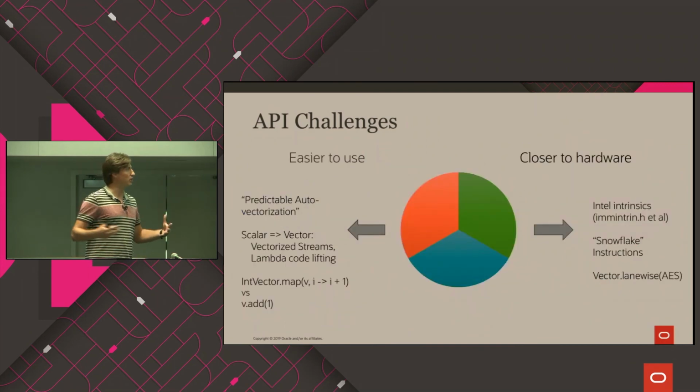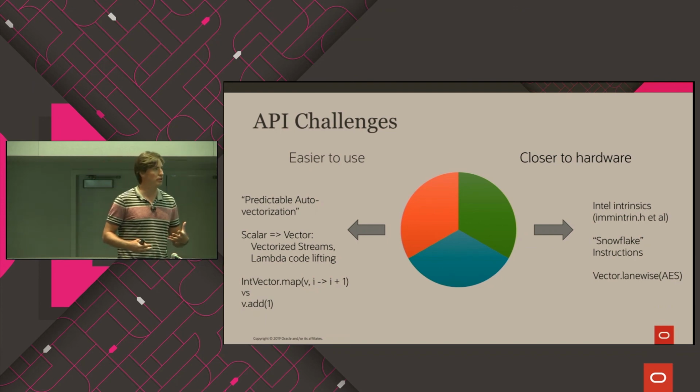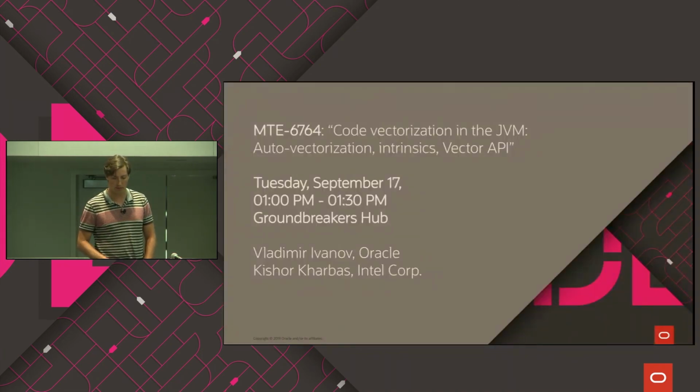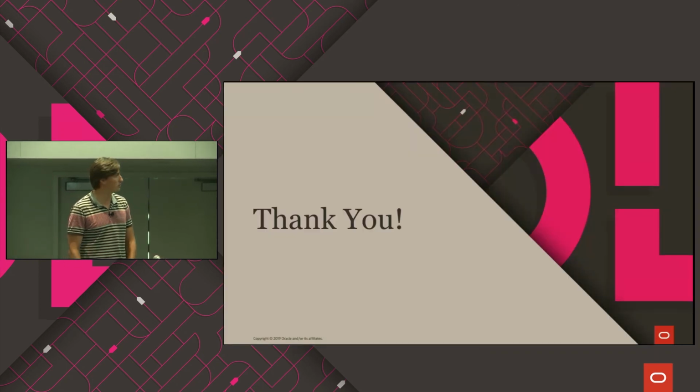And on the API, there are challenges: some people care more about ease of use, but some people want more access to hardware. That's the plan for future releases, to expand the API to cover both: easier to use, so easier to code loop kernels, and closer to hardware, with easier access to the individual instructions. There will be a short talk tomorrow about code vectorization in the JVM at 1 p.m. at the Groundbreaker Hub. I invite all of you to go there and ask questions about the project and the API, and see you there. Thank you very much.